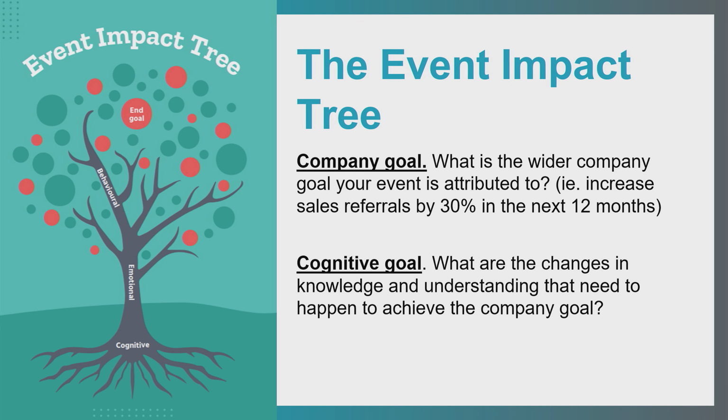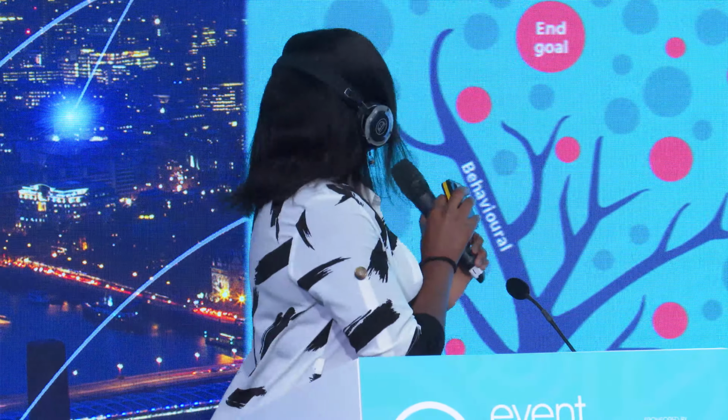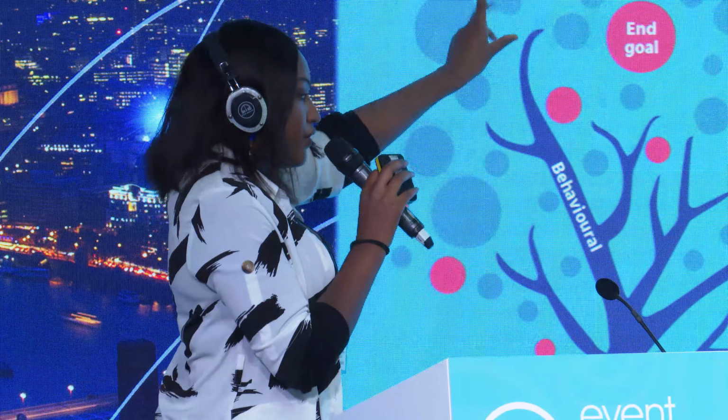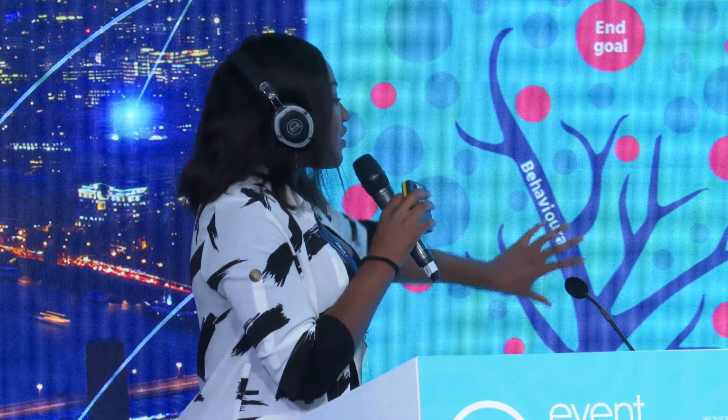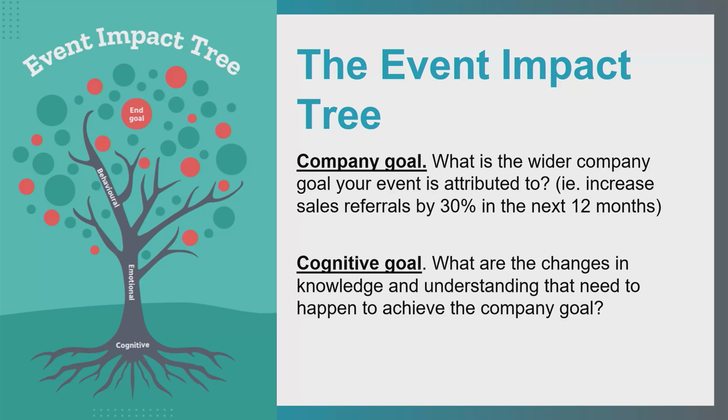So what is it that your event is attributed to? What is it trying to achieve for your company? And that could be something like increasing sales referrals by 30% in the next 12 months. So that's your end goal. It's the fruit of your tree. But these 3, so you're looking at your cognitive, your emotional, sentimental, and your behavioral, these are event-specific objectives. So your cognitive goals, what are the changes in knowledge and understanding that need to happen in order to achieve this company goal?